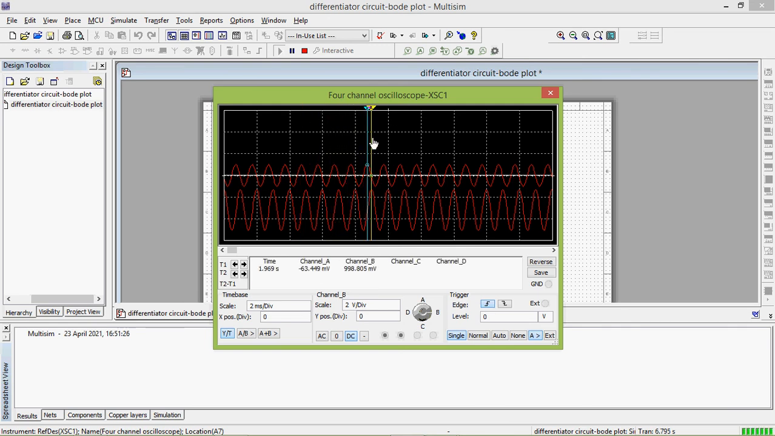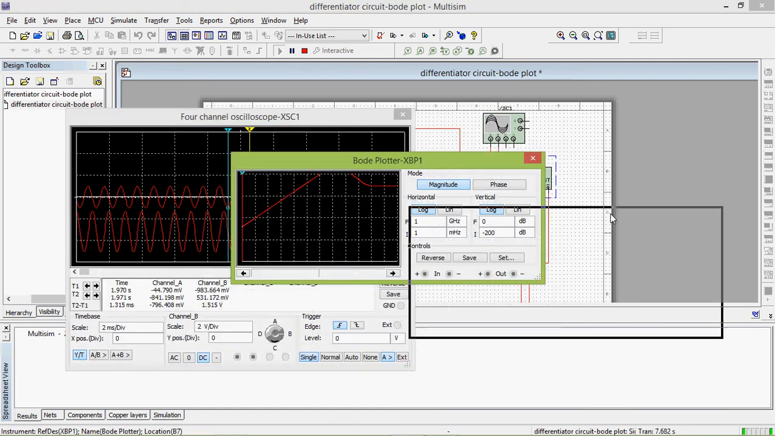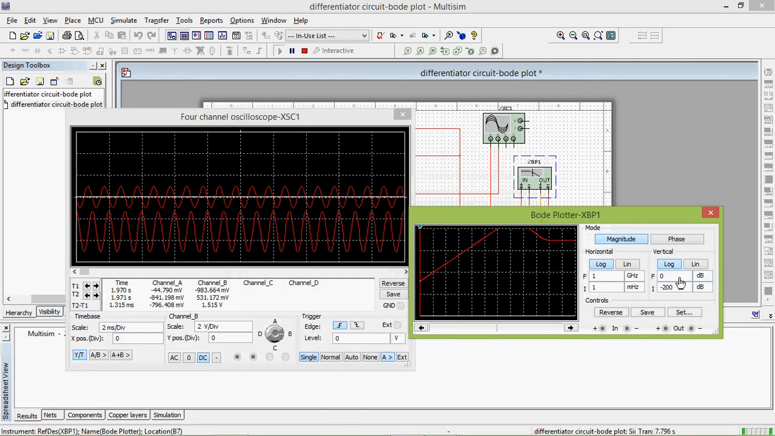And if you want to calculate the time period, you should fix both spikes over one cycle, one positive, one negative. So from here T2 minus T1 shows the time period, 1.315 millisecond. From this we can find the frequency. If you double click the Bode plot, we will get the frequency response, and you vary the time scale so you can see the whole signal here.